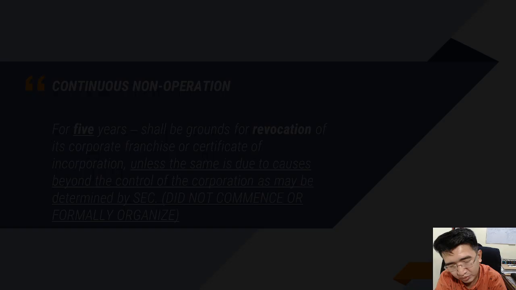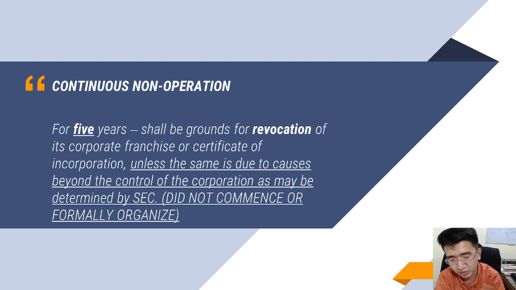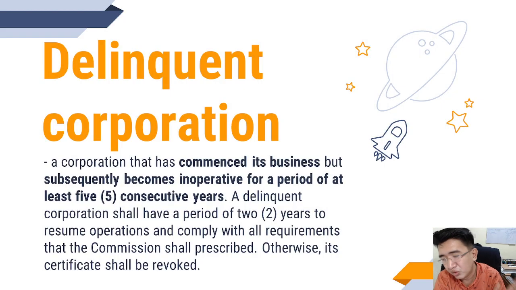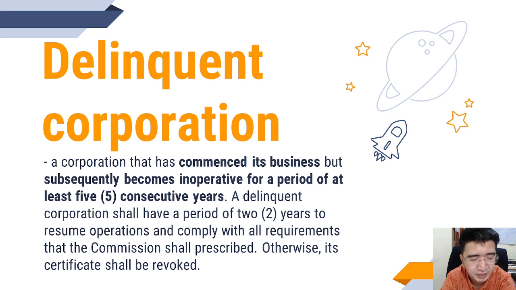So, with regards to continuous non-operation, from the beginning, walang operation. 5 years, revoke kaagad. Pwedeng ma-revoke. While for delinquent corporation, nag-commence sila, nag-organize, but then eventually, siguro nag-operate din, but eventually, they failed to operate for 5 years or at least 5 years. Ibig sabihin, mayroong chance ang corporation kapag delinquent siya to operate for 2 more years. Kapag wala, the certificate shall be revoked. Ganun yan.